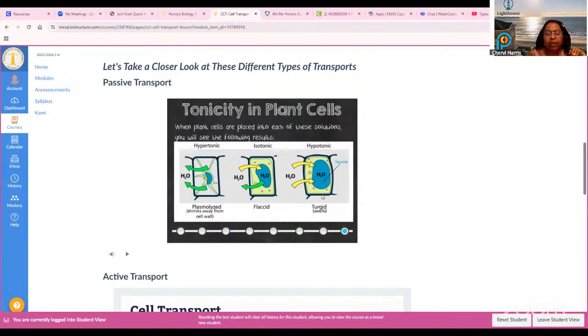And on the last one, it's going to actually kind of push against the cell wall, giving it firmness. And that's what causes the plant to stay upright. It's like their skeletal system. So it wilts, it gets weak and can't stand up if the water is flowing out.